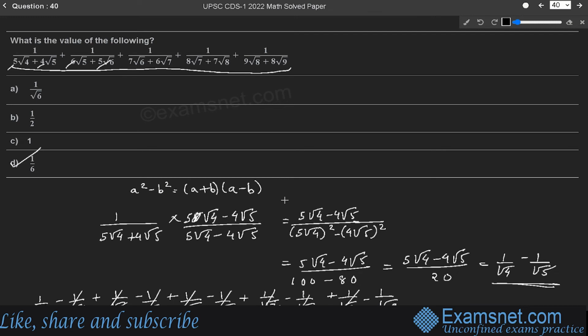I hope this question is clear to you. Whenever such a type of question comes which includes a series or sequence, then you just have to think about it and know the basic concept behind it, and you can find the value of the whole expression. So I hope all the questions are clear to you, and keep learning more and keep scoring high.